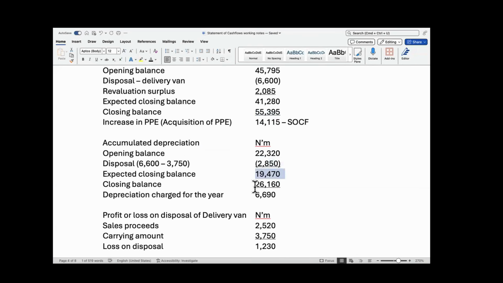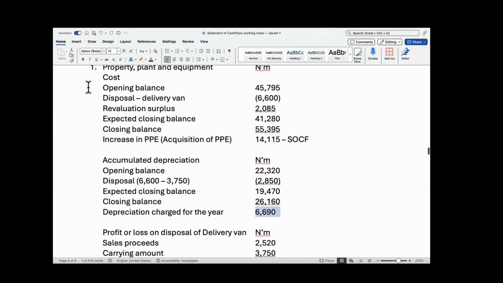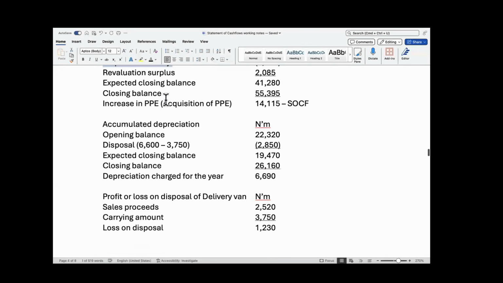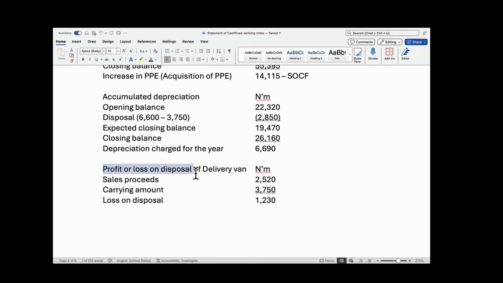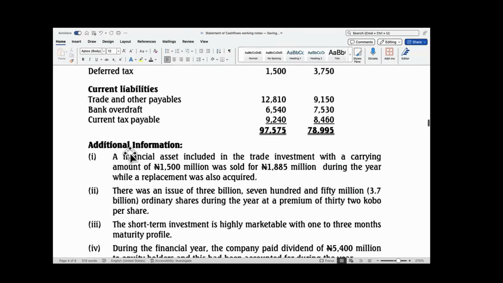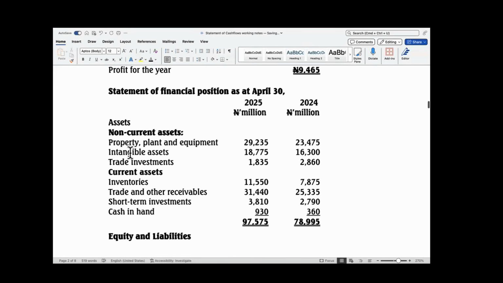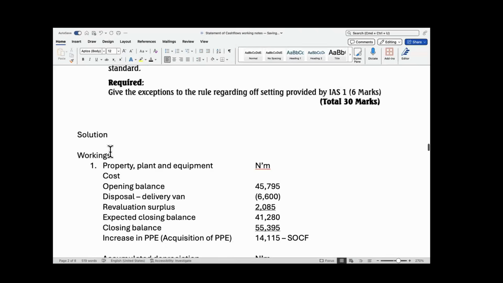I looked at the closing balance. I saw that it has increased. I know that that's the depreciation for the year. And I know that anytime there is a disposal of an asset, there will always be either a profit or loss on disposal, which I carefully computed as well. Now I can peacefully move on to the next line item, which is intangible asset. So let me look at the movement in intangible assets.